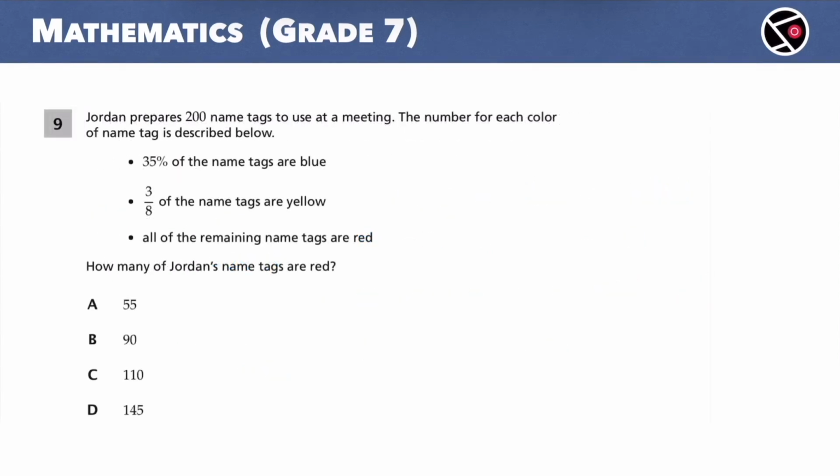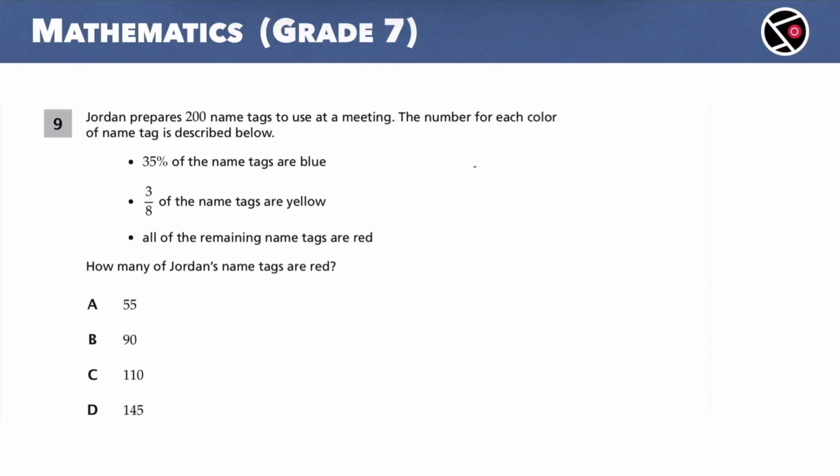Problem number 9. Jordan prepares 200 name tags to use at a meeting. The number for each color of name tag is described below. 35% of the name tags are blue. 3/8 of the name tags are yellow. All of the remaining name tags are red. How many of Jordan's name tags are red?